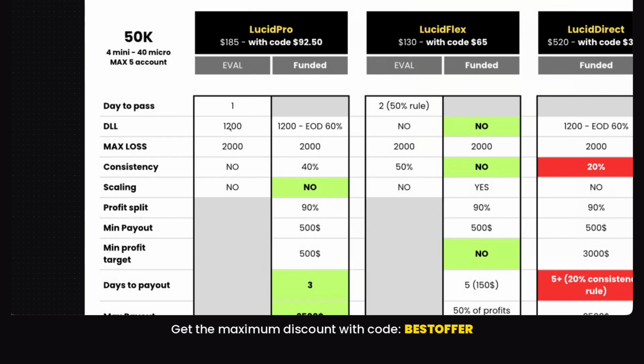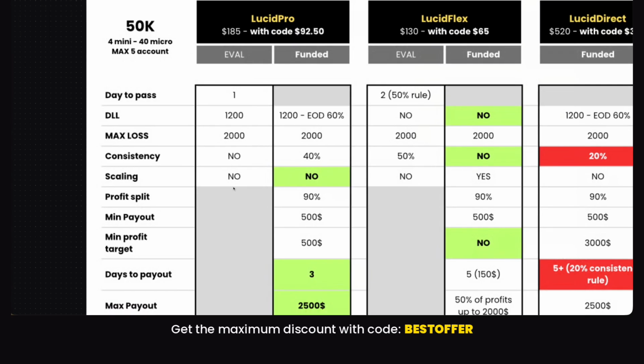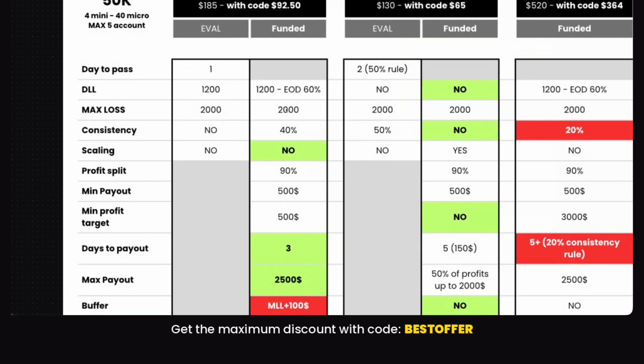Anyway, with Lucid Pro, on the evaluation plan, you can pass in just 1 day, but you have a daily loss limit of $1,200 and a max loss of $2,000. You have no consistency and no scaling, so that's pretty good. Now, let's have a look at the funded rules.